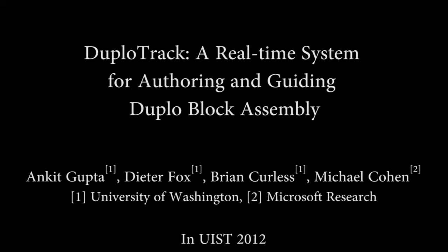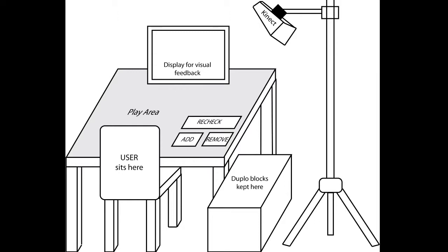In this paper, we present a system which uses a Kinect camera to track and infer how the user builds a model from Duplo blocks. The user builds the model in the play area on the table. He interacts with the system using 3 control boxes: add, remove, and recheck.